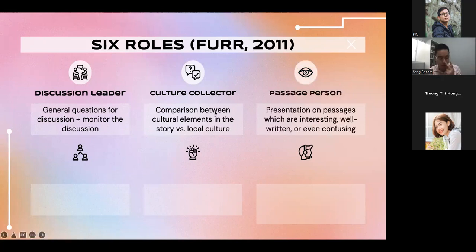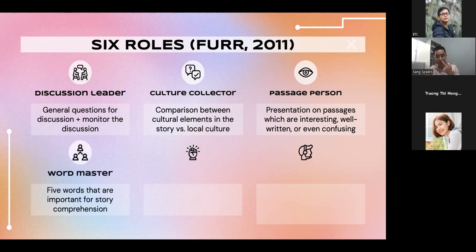The next one, the passage person. The passage person will make a presentation on the passages that he or she thinks are interesting or very well written. For example, he or she might say, oh, I usually see this kind of idea expressed through this kind of structure, but in this passage, you can take a look. They express the same idea in a very different way, or the content can be very interesting or even confusing to him or her. So he or she can present his or her reflection or feelings upon the passage that he or she has read.